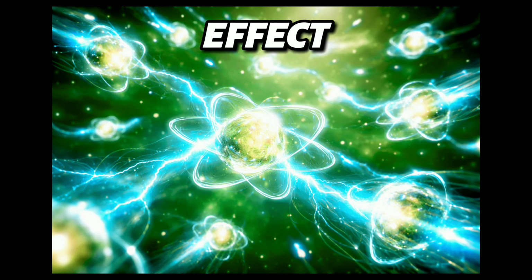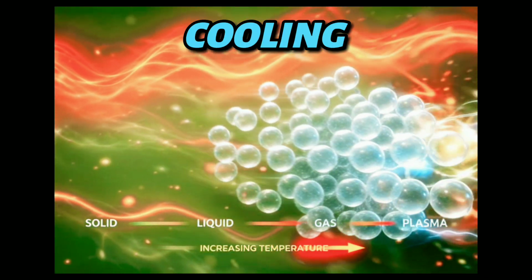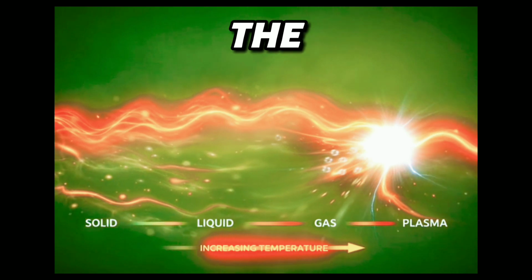6. Temperature effect on states. Temperature affects particle motion. Heating makes particles move faster. Cooling slows them down. Heat changes the state of matter.